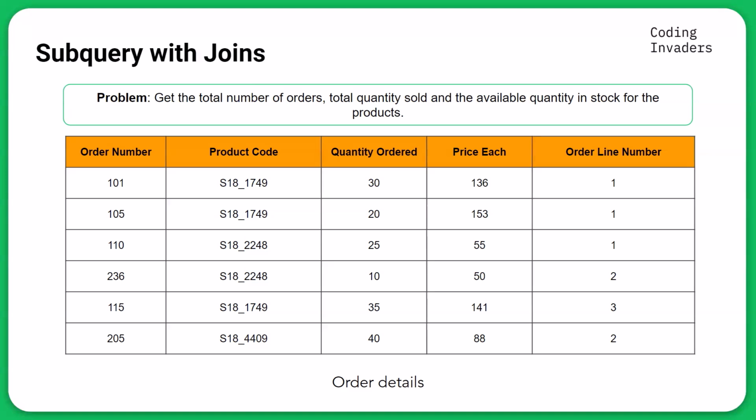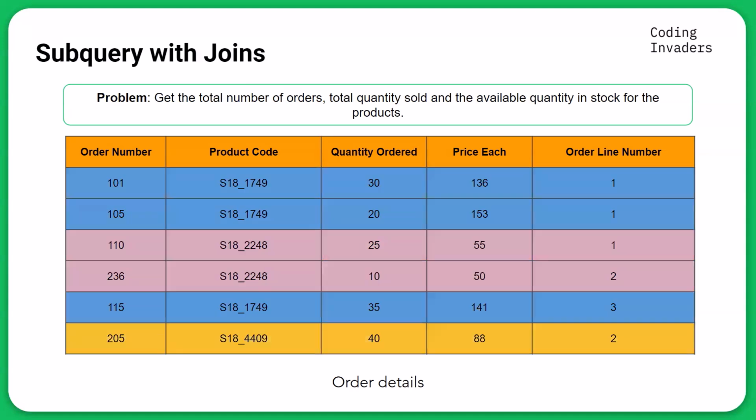So here, how can we differentiate each product based on the product code column? Suppose if I group the product code, I will get the total number of orders for that particular product code. For example, I have the product code S181749, which has 3 rows. That means the total number of orders for that product is 3. And how will we get the quantity sold? Can you guess any aggregation functions which we can use to get the total quantity sold? Yes, we can use the sum aggregation function on the quantity ordered column.